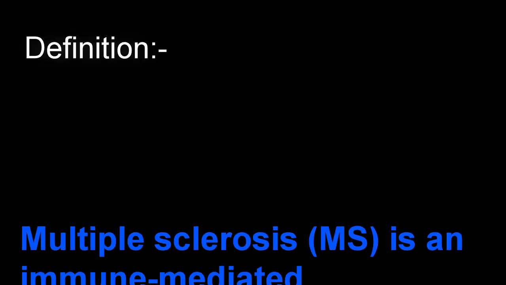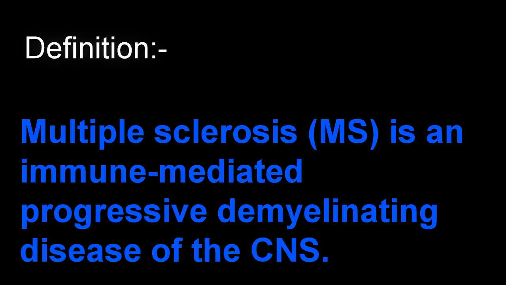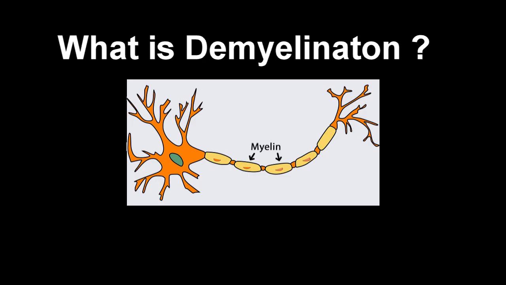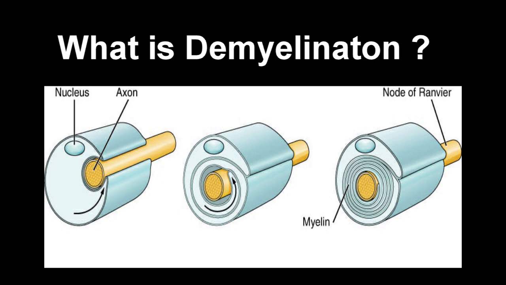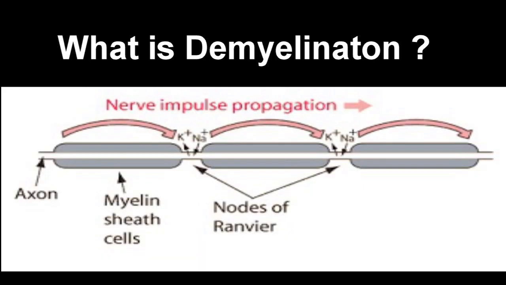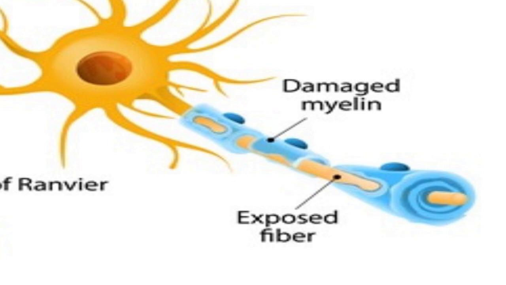Multiple sclerosis is an immune-mediated progressive demyelinating disease of the central nervous system. Before that, we should know what the demyelination process is. We all know that fatty and protein material covers certain nerves in the brain and spinal cord. This covering is called a myelin sheath. This myelin helps to conduct impulses fast through the neurons. Demyelination refers to the destruction of myelin around the nerves.